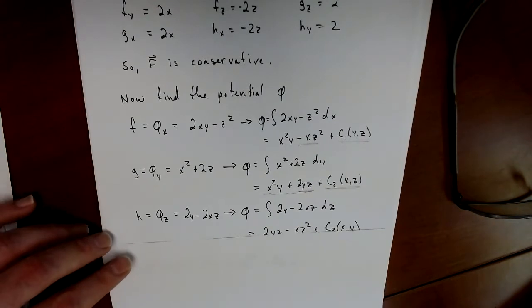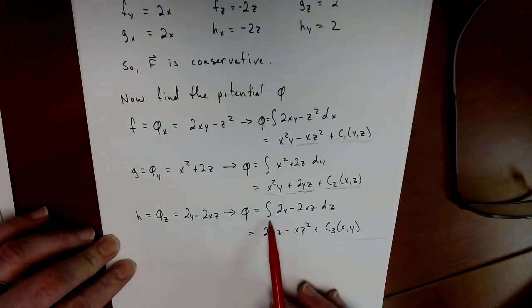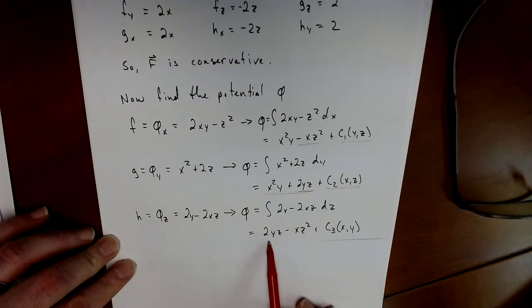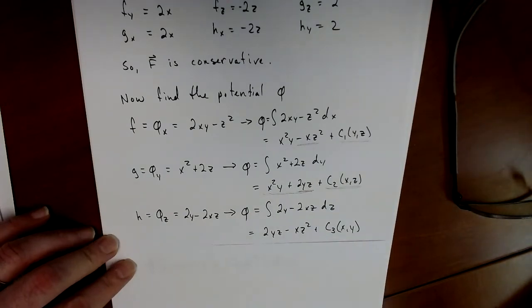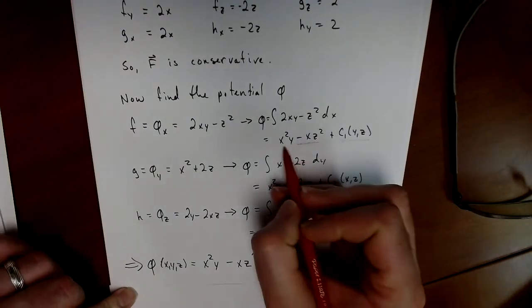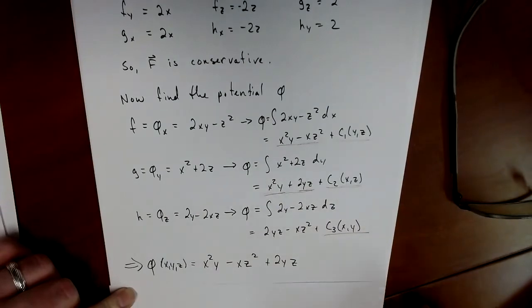We've got one more partial antiderivative. We take h, we take the partial antiderivative of it with respect to z, and we get the 2yz again, we get the minus xz squared again, and then we don't have the x squared y piece, but we do have the unknown function of x and y. And so then we make it all matchy-matchy, and we say, well, I've got x squared y, and an unknown function of x and y, so that's this piece.